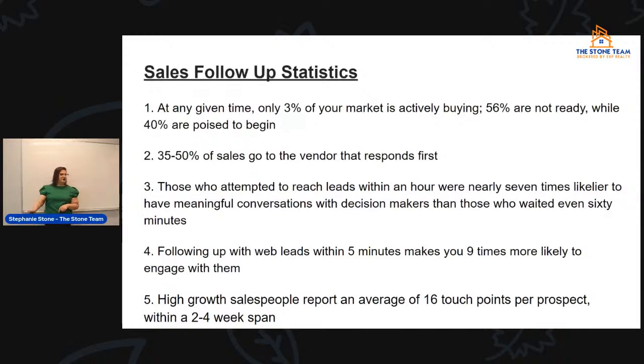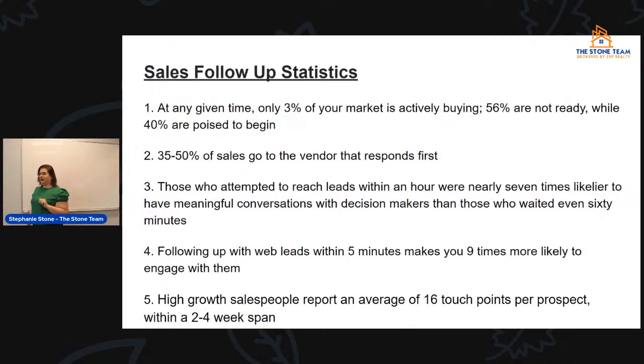35 to 50% of sales go to the person that responds first. So if you generate a lead, especially if you're doing them online, be quick to respond, or better yet, have something automated that can help you. If you're with EXP and you're not using automation campaigns in KV Core, you are selling yourself short. Those who attempted to reach leads within an hour were 7 times more likely to have a meaningful conversation with the decision maker than those who waited 61 minutes and beyond.